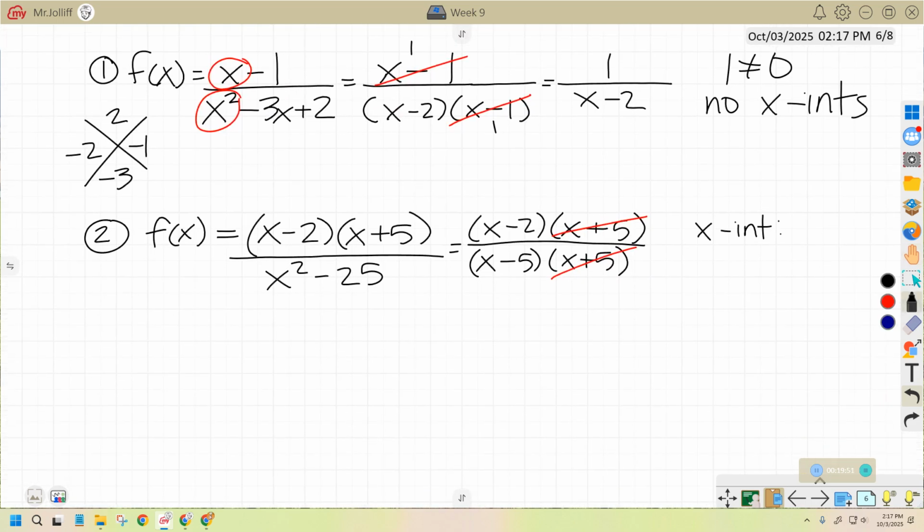Good. So I'm looking for where the numerator is 0. Numerator 0 makes whole fraction 0. X minus 2 equals 0 means x equals 2. It's going to cross at x equals 2. Vertical asymptote at 5. Intercept at 2. Try another one.